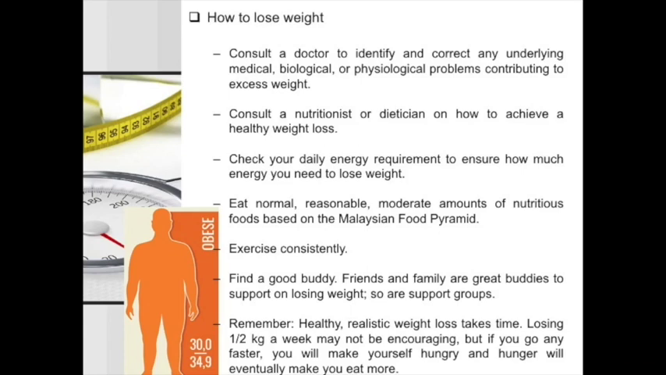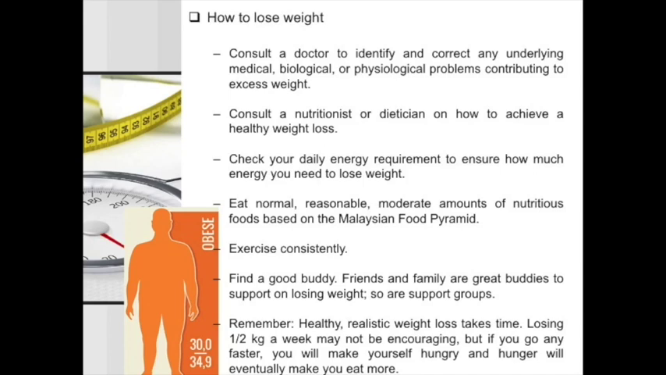To do so, you have to first consult the doctor to identify and correct any underlying medical, biological, or physiological problems contributing to excess weight. Then, you can consult a nutritionist or dietitian at the nearest clinic or hospital on how to achieve a healthy weight loss. They must have tons of weight loss programs that are suitable for your body. You can also check your daily energy requirement to ensure how much energy you need to lose weight. Remember, low restricted calories are not advisable if you are starving. If you do, you will tend to eat more later.